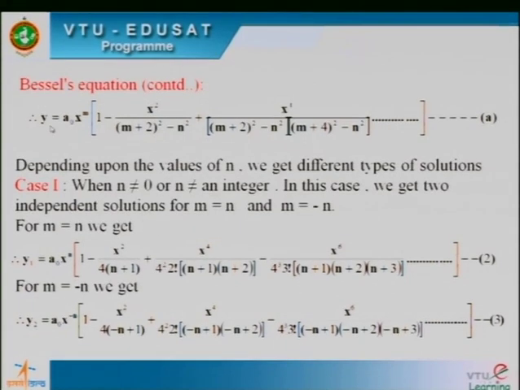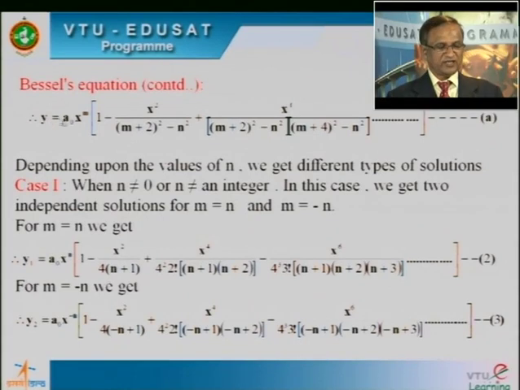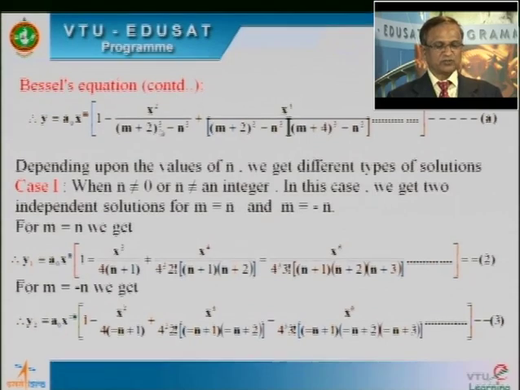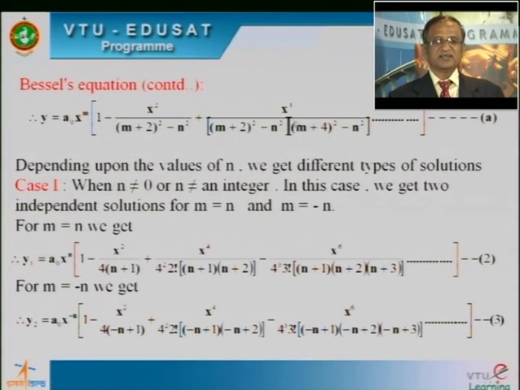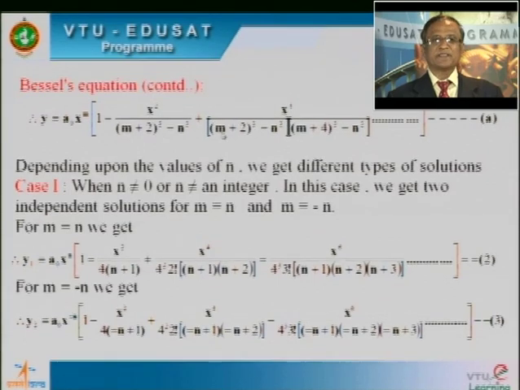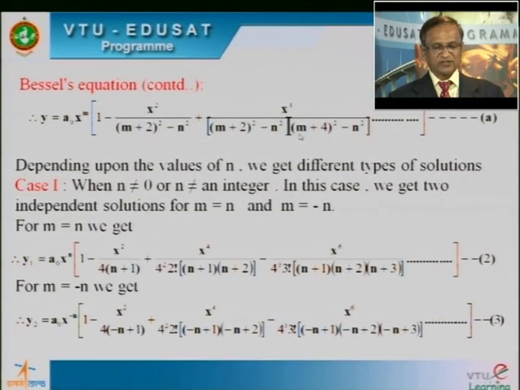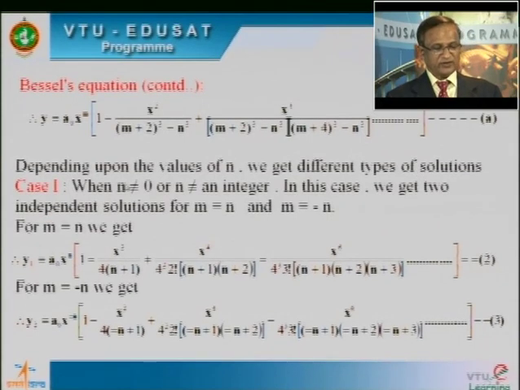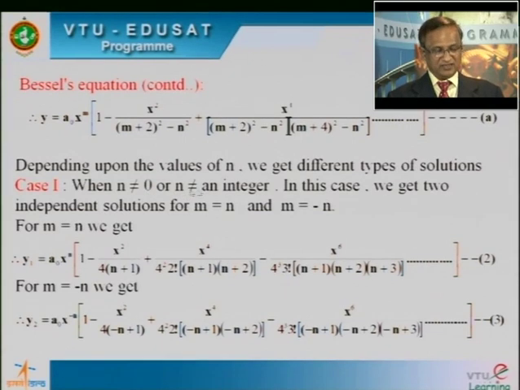I hope the assumed solution becomes y = a₀ x^m [1 − x²/((m+2)² − n²) + x⁴/(((m+2)² − n²)((m+4)² − n²)) − ...] and so on. So depending upon the value of n, we get different types of solutions. I can consider when n is non-zero and when n is non-integer.